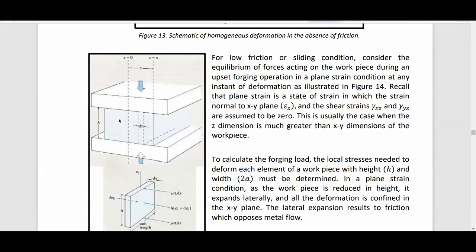If you look at this portion, we call this entire length here the bite. This is explained in more detail in the module, so I'm just skipping parts. The entire length from where the metal is in contact with your die is called the bite. So it is not the length of the die, but the length of the metal that is in contact with the die.